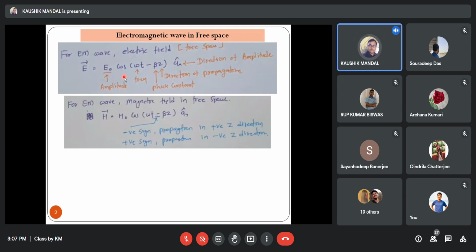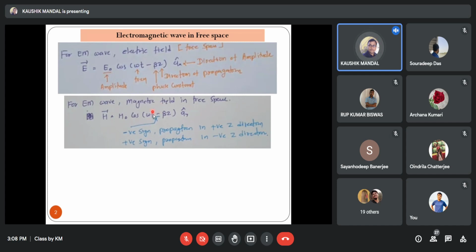Similarly, we can represent the magnetic field in free space by a similar equation, H equal to H0 cos of omega t minus beta z, ay, where H0 is the amplitude of the corresponding magnetic field and ay is the unit vector. That means we are considering the y component of the magnetic field, so the electric field and magnetic field are perpendicular. The electric field is along the x-axis, the magnetic field is along the y-axis, so they are perpendicular to each other. Combined, they form the electromagnetic wave.